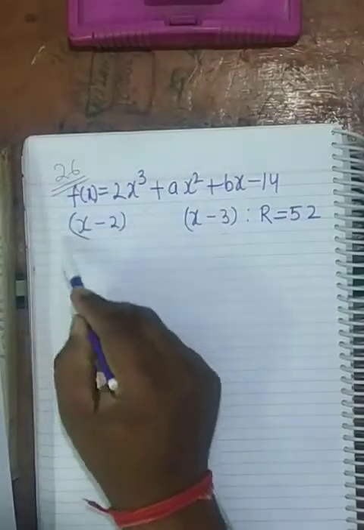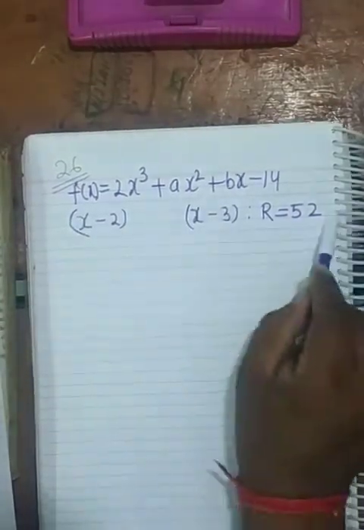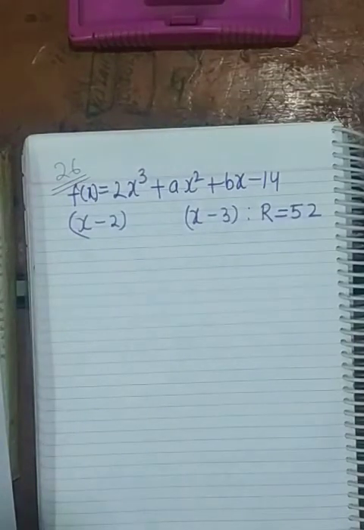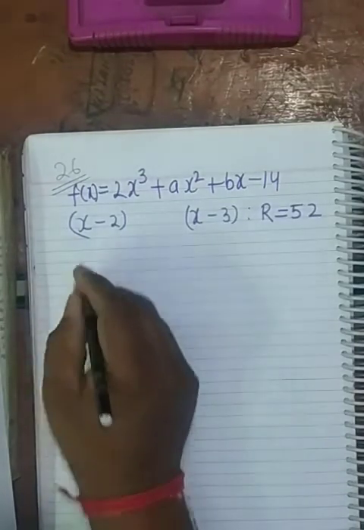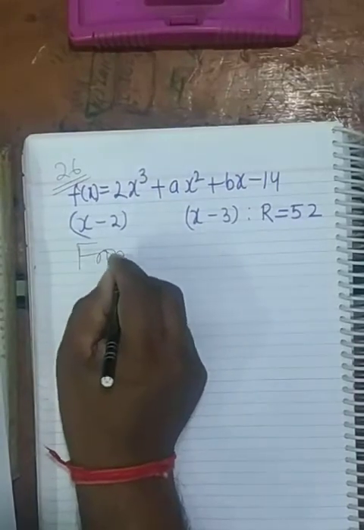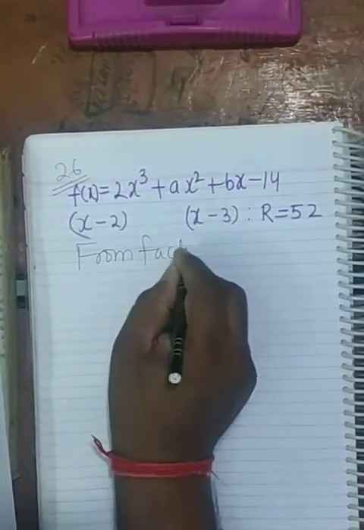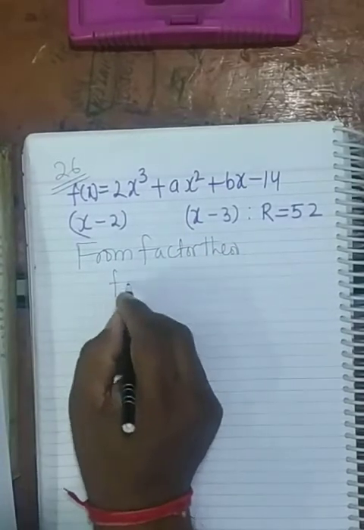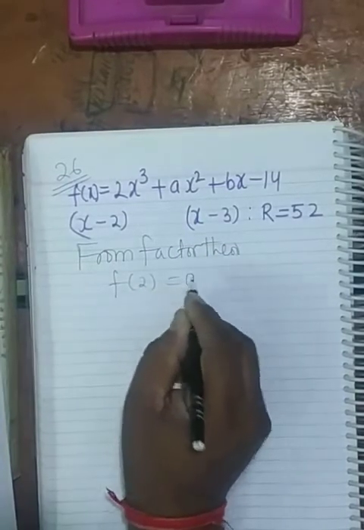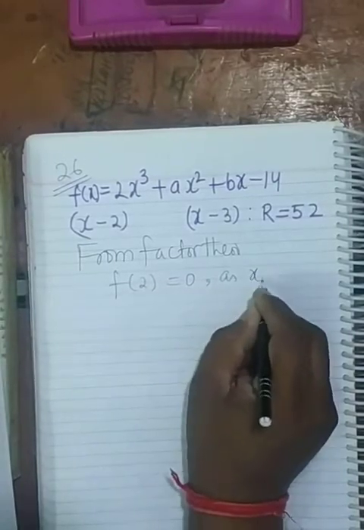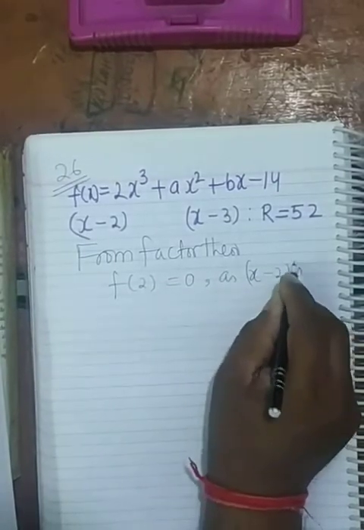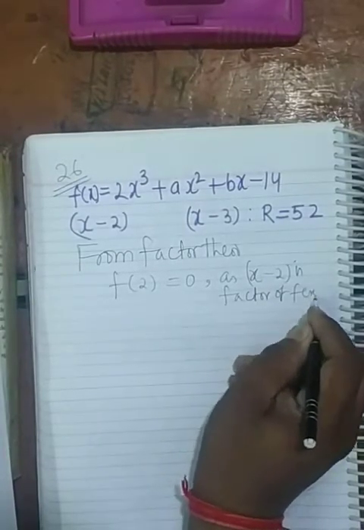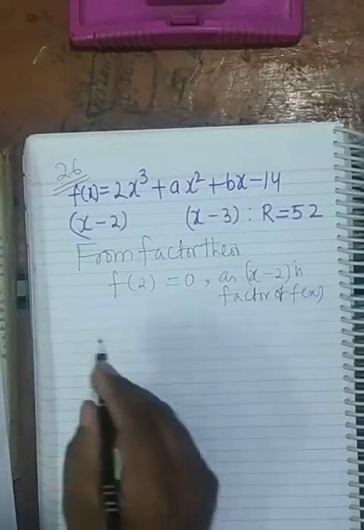So for this we will apply the factor theorem, and for the second statement we will apply the remainder theorem. So see here, from the factor theorem, f of 2 will be 0. And why? As x minus 2 is a factor of f(x), f of 2 will be 0.